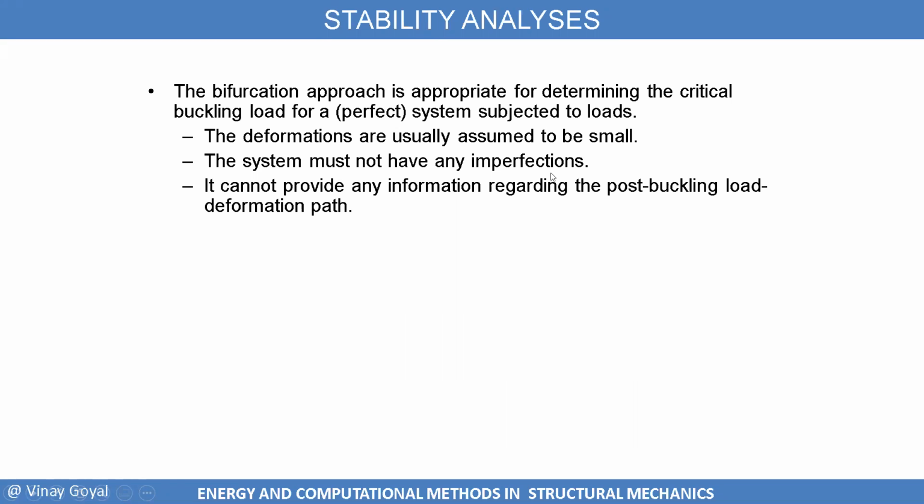The system must not have any imperfections, and it cannot provide any information regarding the post-buckling load deformation path. I'll show you that through an example. But again, the bifurcation approach is appropriate for determining the critical loads, the buckling loads, for a perfect system subject to loads. The deformations are usually small. Want to make sure that's clear because we'll be looking at that very soon.